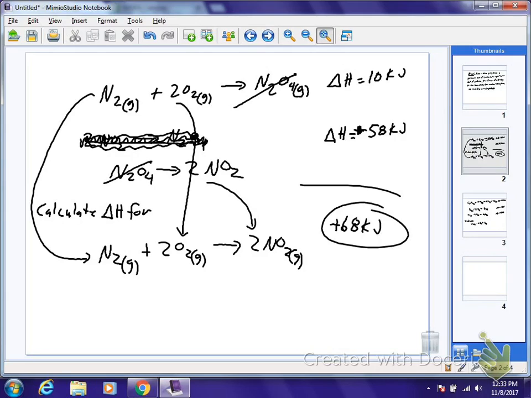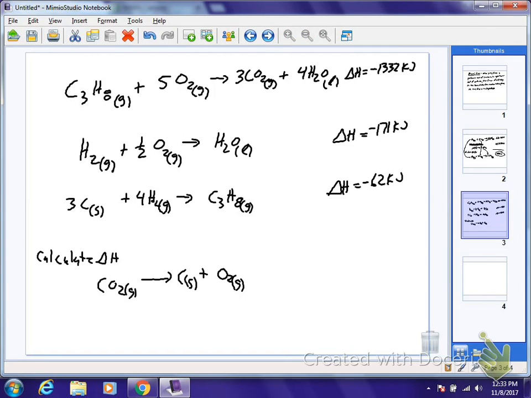Okay? So let's do this one, and let's see what we can come up with. Our final product has to be CO2 gas decomposing into carbon solid plus O2 gas.